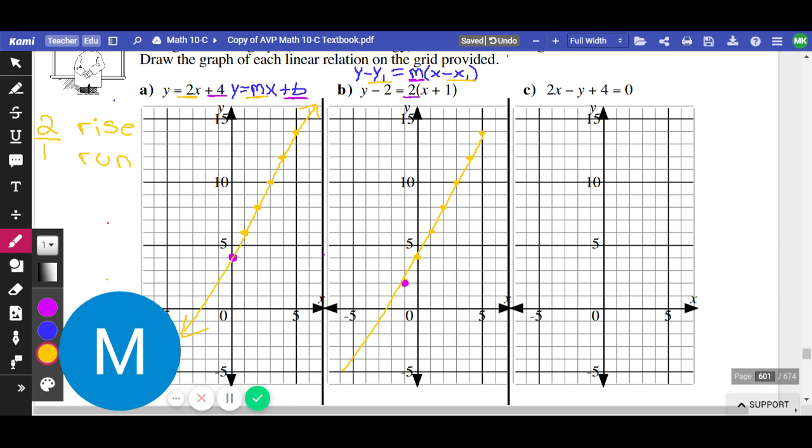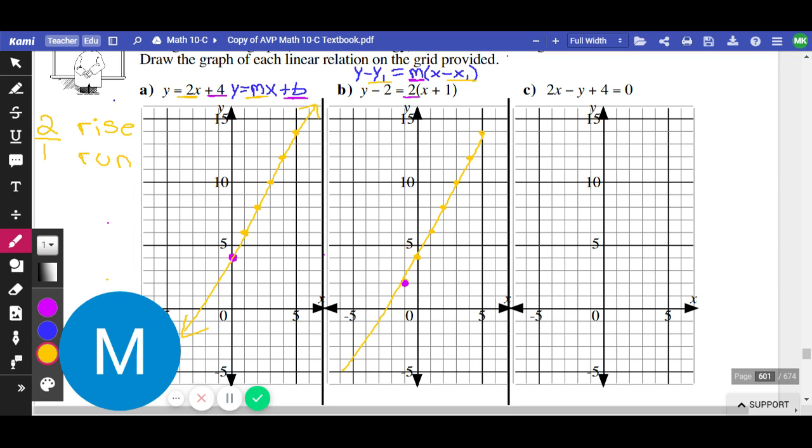Fantastic. Our last one is currently in general form. We can't graph general form. General form doesn't tell us anything. It doesn't tell us what our slope is, doesn't tell us what our intercept is, doesn't give us a random point. General form basically gives us nothing.